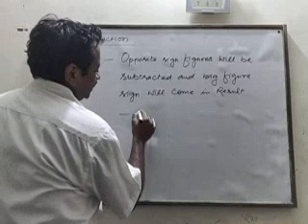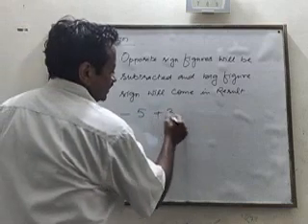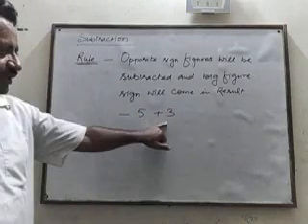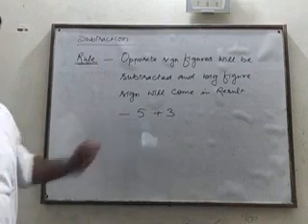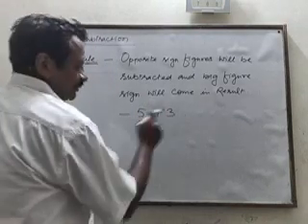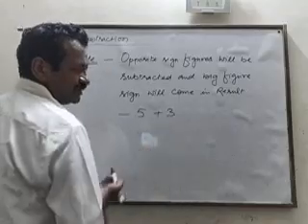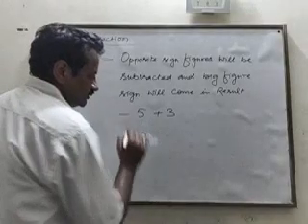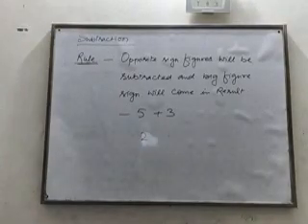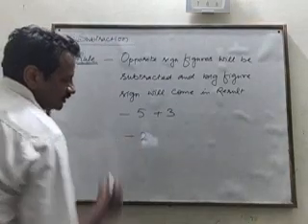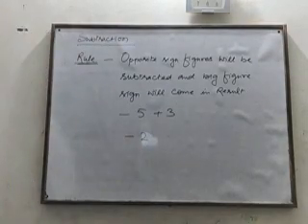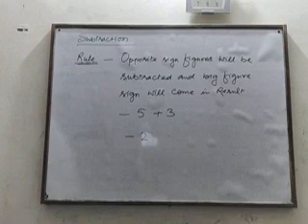Suppose minus 5 plus 3 is there. They are not the same sign. Now the signs are opposite, so they will be subtracted. So 5 and 3 after subtraction, the difference will be 2. The big figure's sign will come in the result.